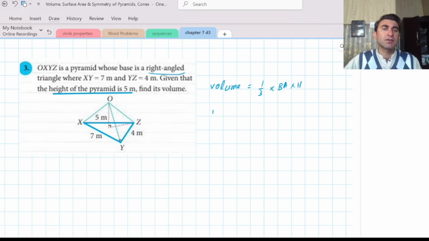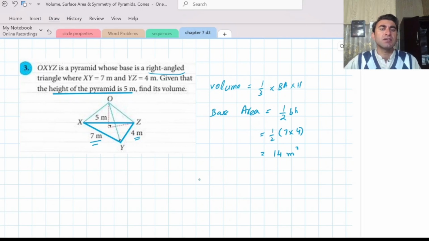The base area will be 1 by 2 times the base multiplied by the height, the base of the triangle and height of the triangle. They are 4 and 7 respectively. So it will be 7 times 4 divided by 2, and that is 14 meter square. So that is the base area, and now we replace it in the formula for volume.